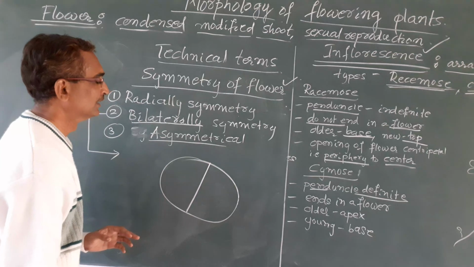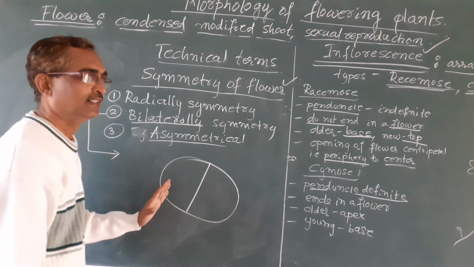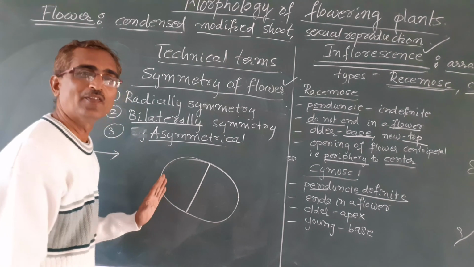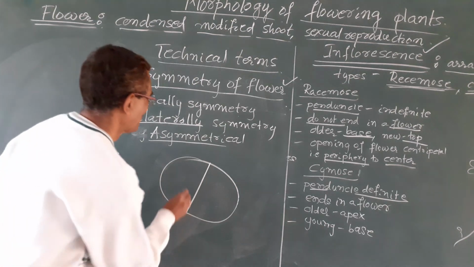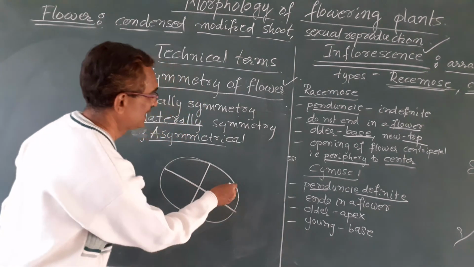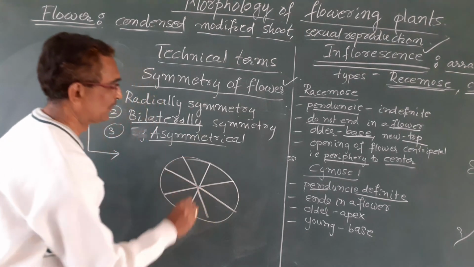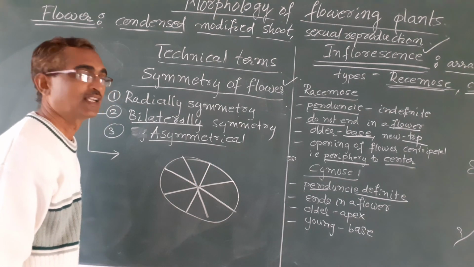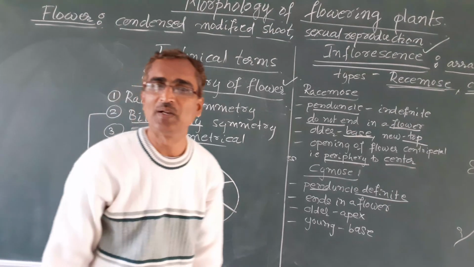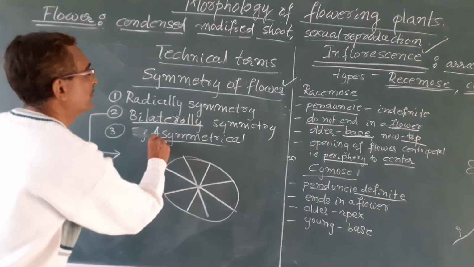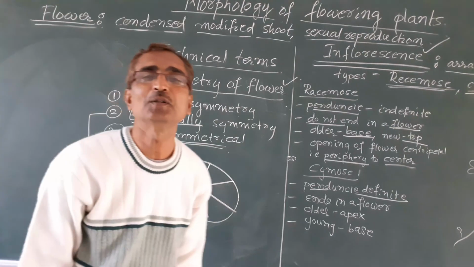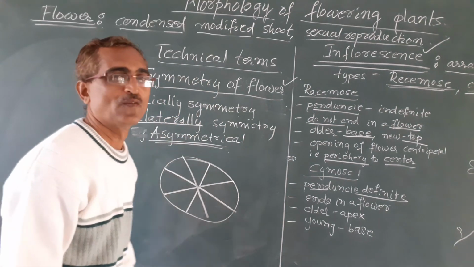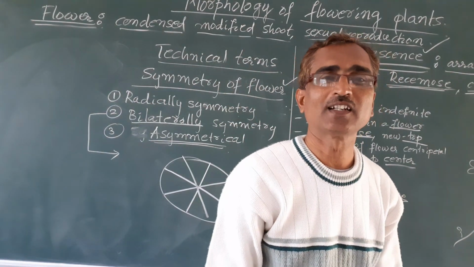Likewise, in case of radial symmetry, you can divide the flower into two equal parts by a plane or axis passing through any plane. So that is known as radial symmetry. And asymmetry means the flower cannot be divided into two equal parts. So this is the symmetry of a flower. With this we conclude here and continue tomorrow.